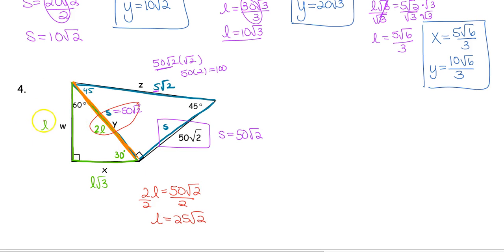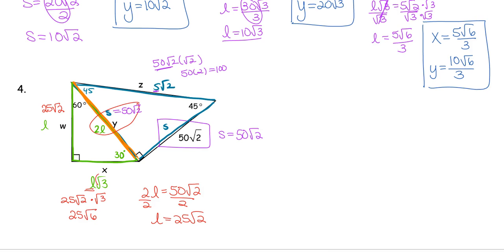So I look around my triangle. This side is my L, so this side is the 25 root 2. This is L root 3. The L is 25 root 2, and I'm multiplying that by root 3. So that gives us 25 root 6.